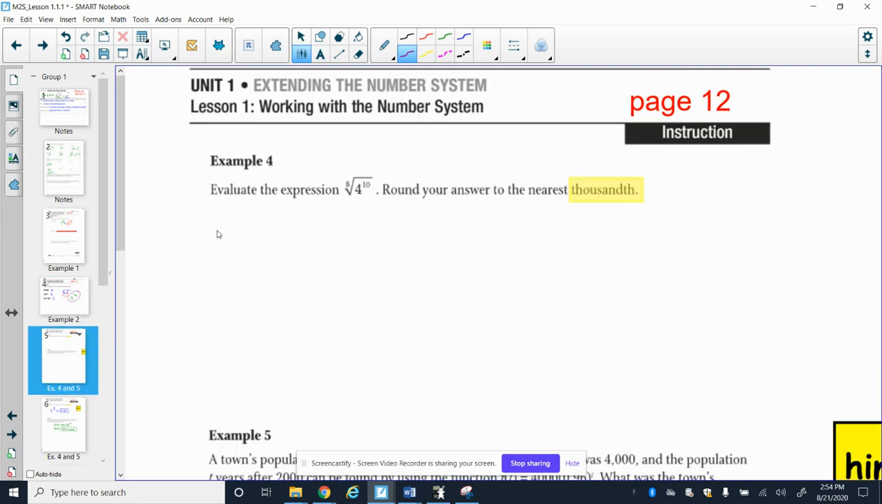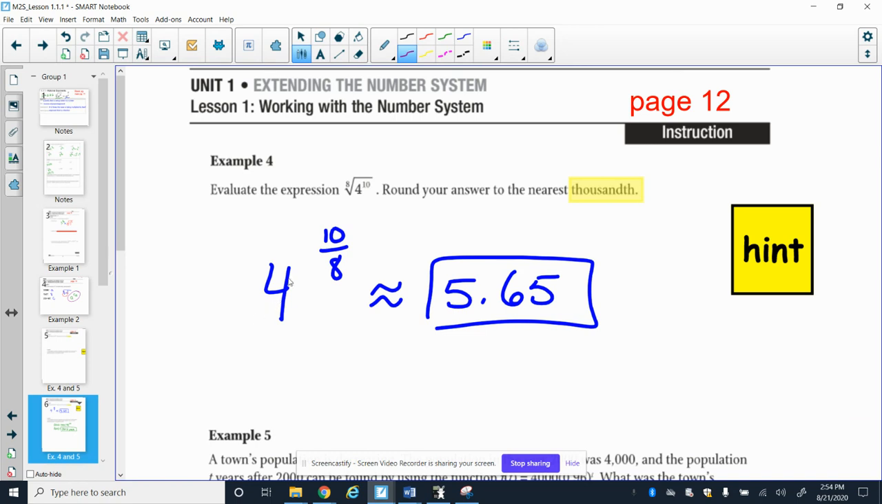A couple other skills we have in here. Example 4. Well, this is just another evaluating question like what we did before we hopped in our book. So why don't you guys try to do this one right now? And then you can input your answer into the question field. Okay, let's check our answer. We should have done 4 to the 10 over 8 power, right? Taking our root, bringing that down. We put in 4 caret key parentheses 10 divided by 8, which I got approximately 5.65.